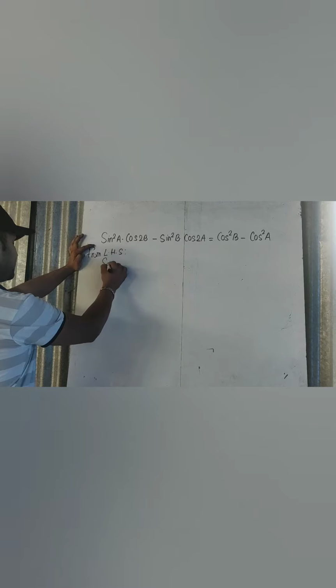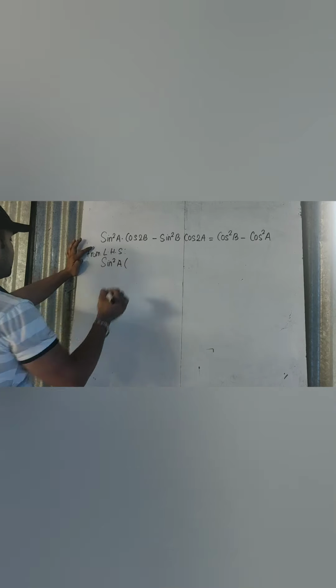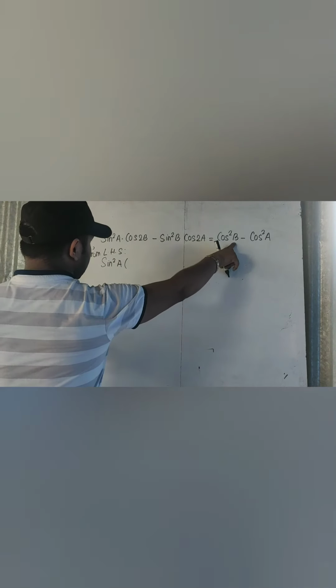So we're going to solve this problem from the left hand side. So you have sin square A. Let's write sin square A as it is. Now cos 2B has two main formulas: one is 2 cos square B minus 1, and the other is 1 minus 2 sin square B. Here you have the answer in the form of B.